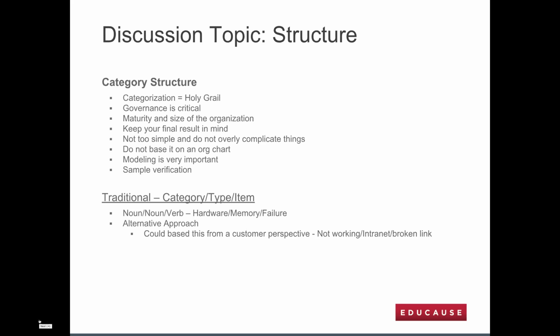And I've seen that structure, that's why I call this kind of a holy grail. I've seen the structure of the noun, noun, verb get very complicated. Is it hardware? Is it PC? And what is the error? There's different models of how that can be set up. So be careful with that, and again, understand what you're trying to solve with the categorization. Let's go to the next page.